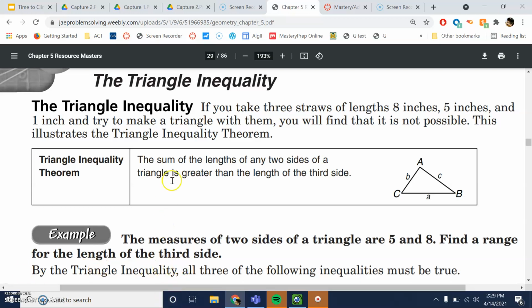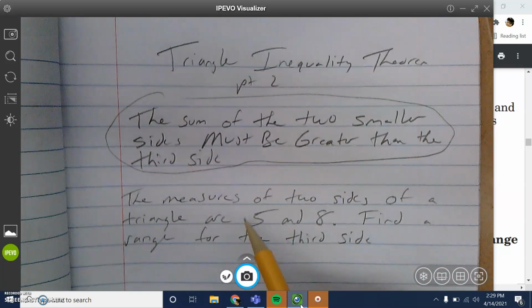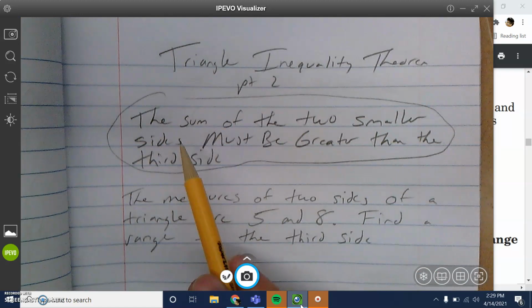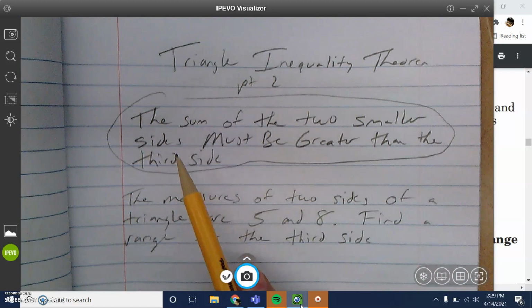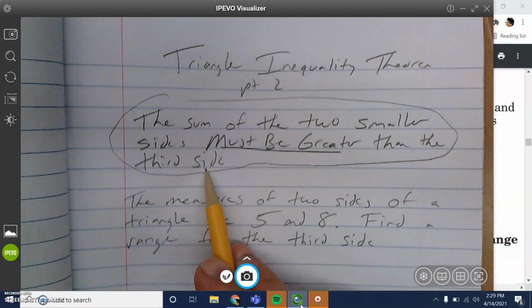Okay, so take a look. Here's the triangle inequality theorem. The sum of the lengths of any two sides of a triangle is greater than the length of the third side. But last time we were a little bit more specific than that. What do we say? Okay, here it is. So boom, here's my notebook. Make your notebook look like mine. Triangle inequality theorem part 2. The sum of the two smaller sides must be greater than the third side.